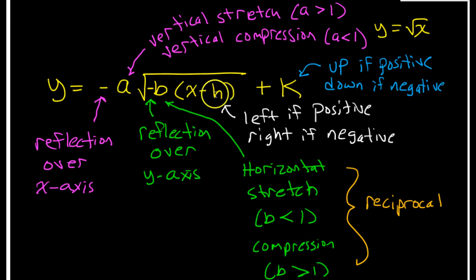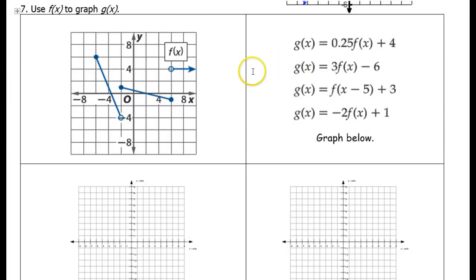And the h value is going to be a left or right motion. And that's the opposite of the way it looks. If it's positive, it will be left. If it's negative, it will be to the right. And finally, if you have a k value, that's going to shift the graph either up or down. And this one's normal. It will shift the graph up if it's positive and down if it's negative. And again, that works for any type of function. So it should work even for a piecewise function.